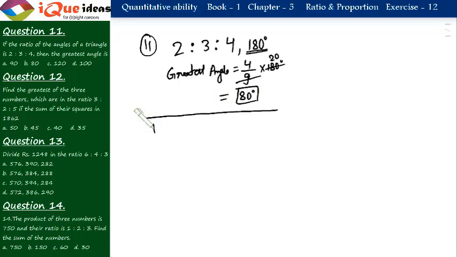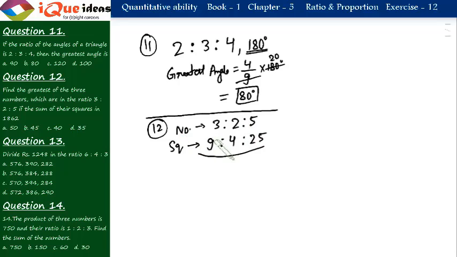Now let's take question number 12. It says the numbers are in the ratio 3 is to 2 is to 5. So that means their squares would be in the ratio 9 is to 4 is to 25. Now the sum of the squares is given as 1862.